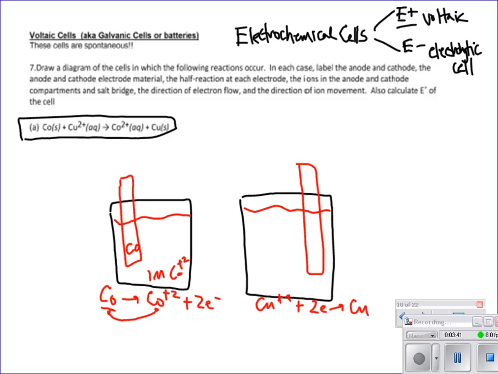So what is this metal going to be? That's a copper electrode. And what's in here? 1 molar copper +2. This is a pretty pink. You remember, cobalt +2 is like a pinky red. What color is copper +2?